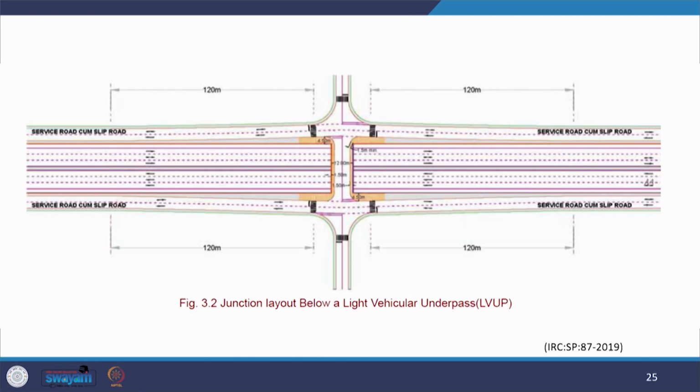Now, here we are talking about a junction. This junction layout is being provided for the movement of light vehicles, and that is the reason for the highway which is passing at the top. We have the highway here, which is a multi-lane highway passing at the top, and there is a crossroad. This junction is being provided so that the traffic moving on the highway keeps moving without any obstruction, without any reduction in the speeds. But because the traffic at this particular location which is crossing is light in nature, this is being defined as LVUP, that is light vehicular underpass.